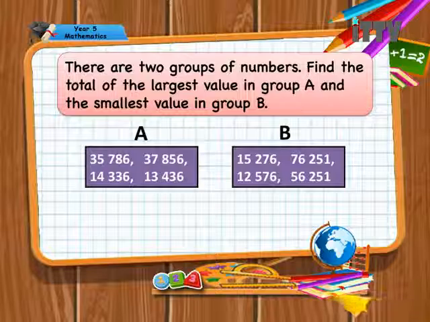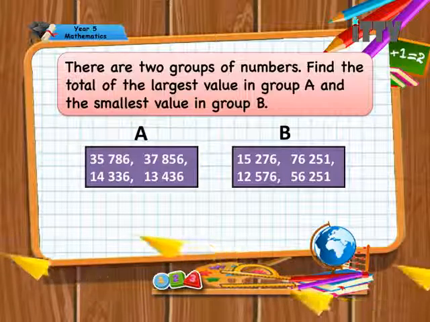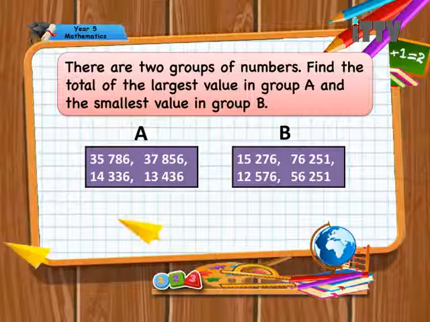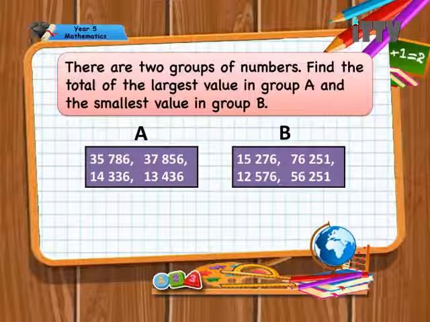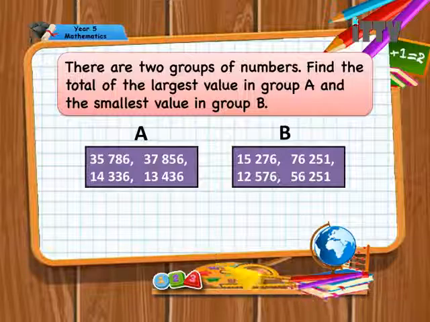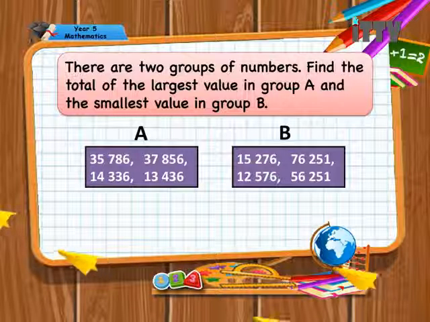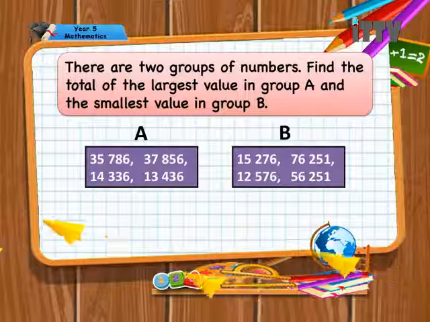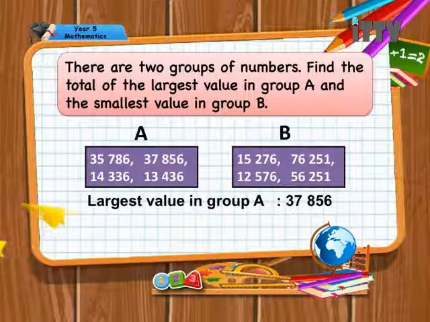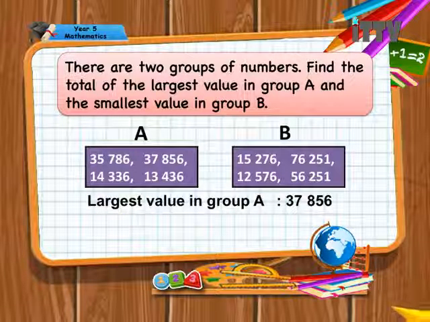There are two groups of numbers. Find the total of the largest value in group A and the smallest value in group B. Okay, let's look at group A. Can you tell me what is the largest number? What is it that you have gotten on your paper? Is it 37,856? That's the right one.